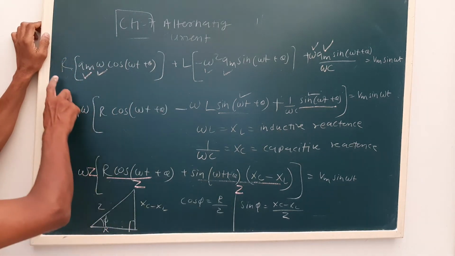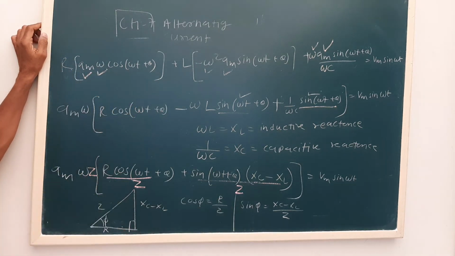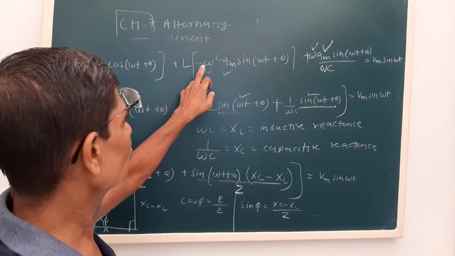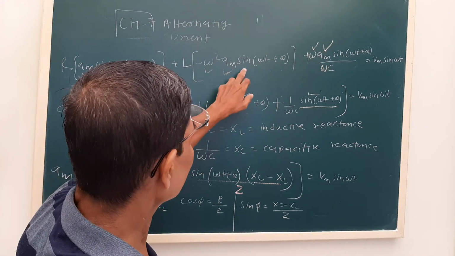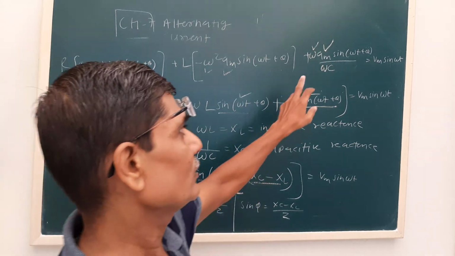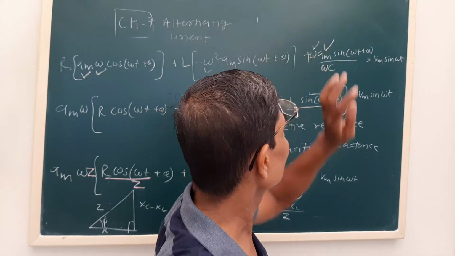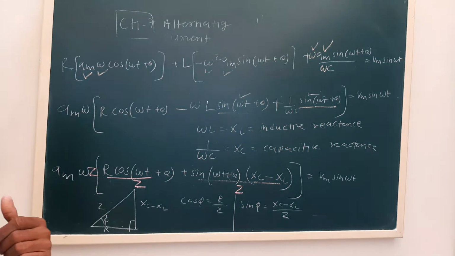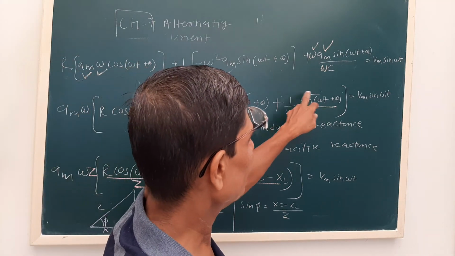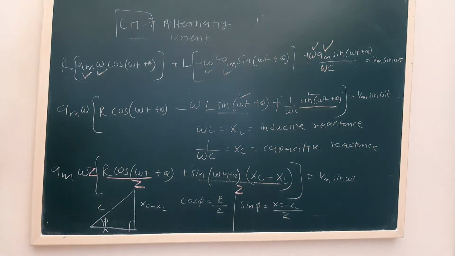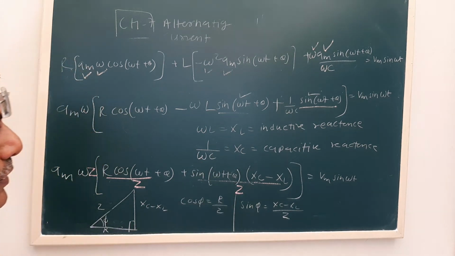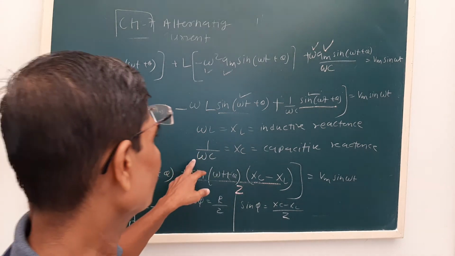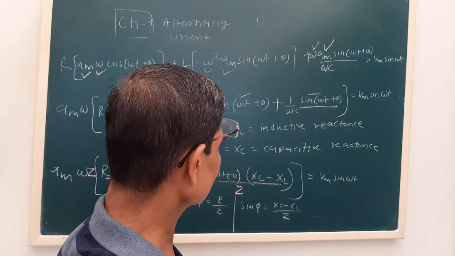So what is left here? R cos(omega t plus theta). One omega is taken out, so it will be omega L sin(omega t plus theta). See what is left here: omega and Qm we have taken out, so 1 upon omega C sin(omega t plus theta). Now omega L is called XL, the inductive reactance, and 1 upon omega C is the capacitive reactance.